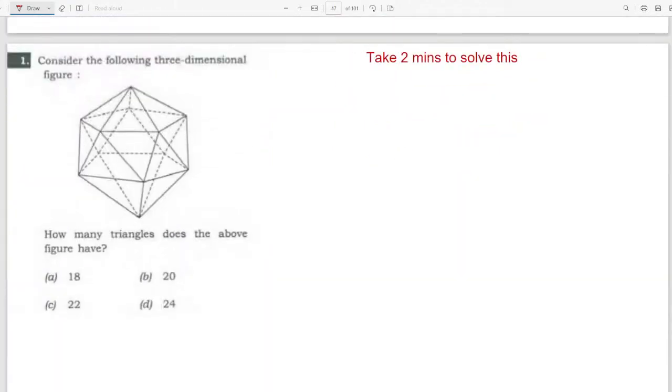So take 2 minutes to solve this question. It's time. Please post your answers. This question doesn't require any formula. You have to count it physically and visually. So there is no formula in this question.